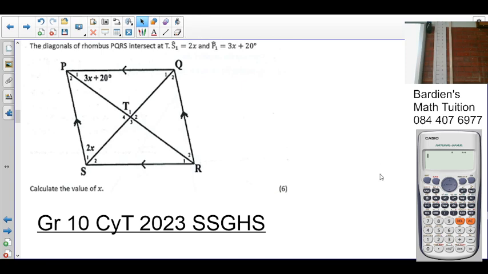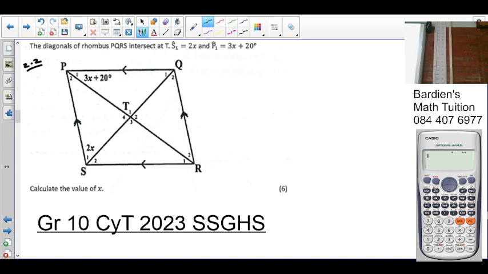Okay, people, we are told this is 2.2 now. The diagonals of a rhombus. People, what do you know about diagonals of a rhombus? Diagonals of a rhombus are perpendicular to each other. They bisect each other. They bisect the vertex angles.